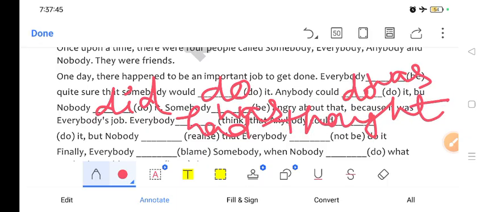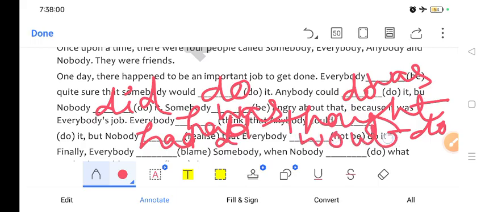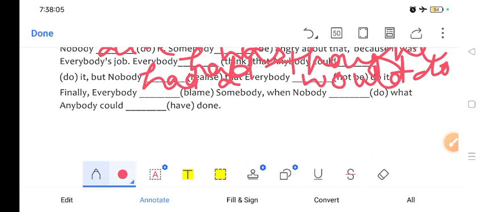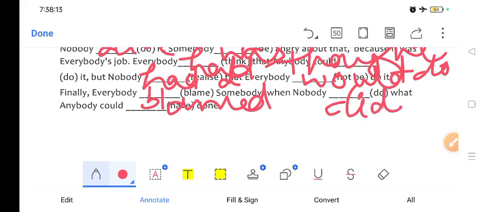that Anybody could do. I'm writing here "do". Anybody could do, but Nobody had realized. So we will write here "had realized", just add d in realize, that Everybody would not do it. Finally Everybody blamed Somebody when Nobody did what Anybody could have done.